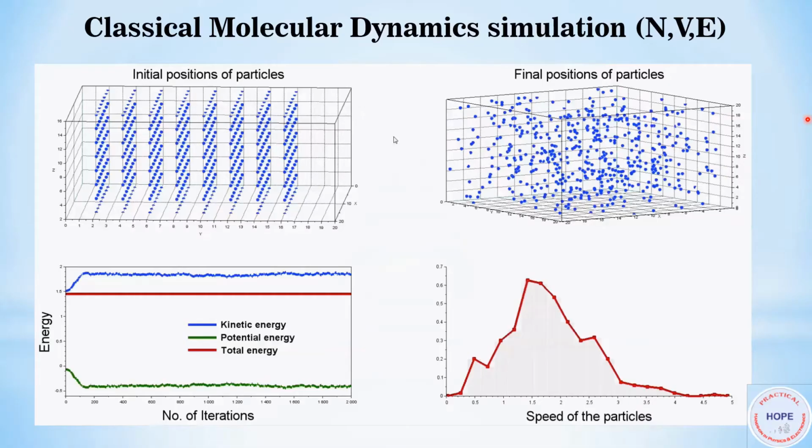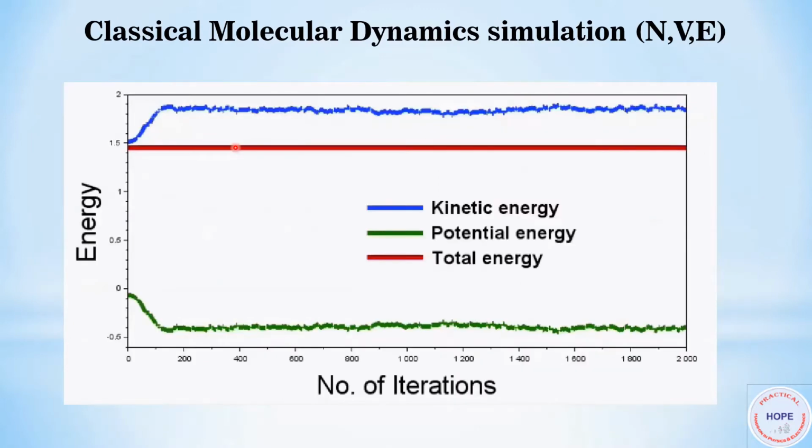In the previous video we have already studied classical molecular dynamics simulations, that is NVE system. These are the 4 curves that we have already discussed in our previous video. Let's focus on the energy curve. Here you can see that kinetic energy is initially increasing, and once equilibrium is reached, it fluctuates about some average value, whereas total energy is fixed, since we studied NVE system.